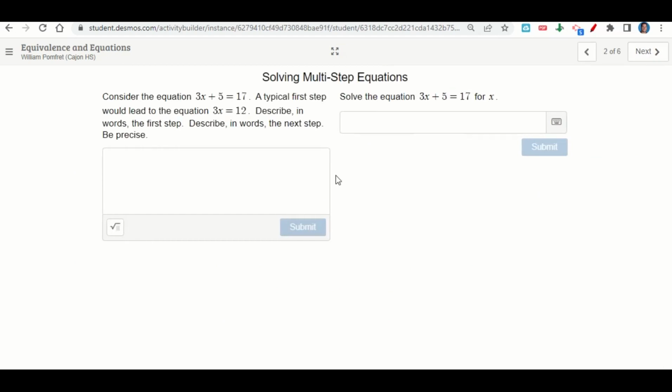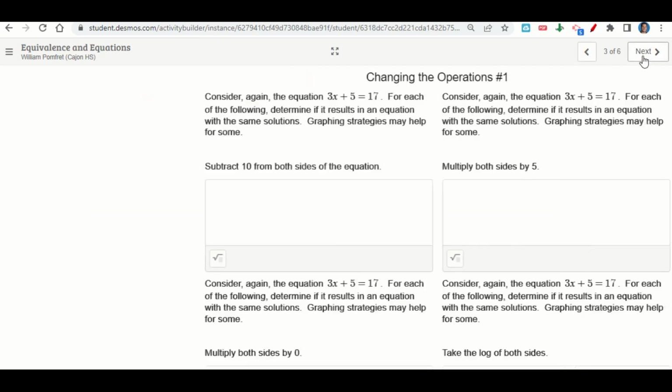The first question says, consider the equation 3x plus 5 is equal to 17. A typical first step would lead to the equation 3x equals 12. Describe in words the first step. So how do we go from here to here? Well, we subtracted 5, so we would type that in. And we need to make sure that we state that it's from both sides. So we subtracted 5 from both sides. Now it says solve the equation for x. So you'll go ahead and solve that and put your answer in here. Then we'll go ahead and click Next.